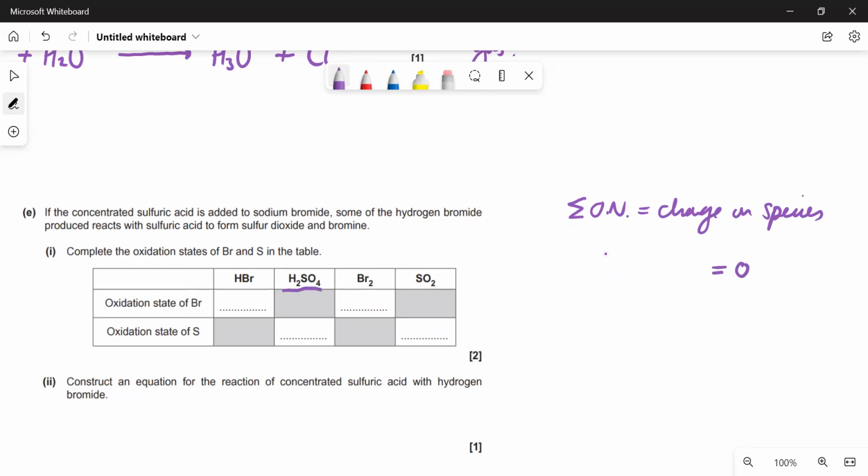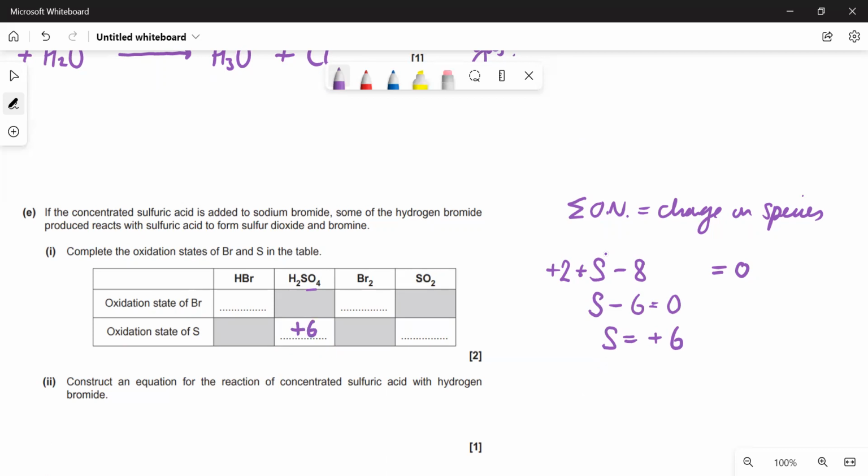Do this one here, yeah. Oxidation of sulfur in sulfuric acid. Right, hydrogen is always +1. So there's 2 hydrogens in sulfuric acid. That's +2 for the hydrogens. The sulfur, we don't know. And oxygen is always -2, and there's 4 of them, so that's going to be -8. So simplify that, we get S minus 6 is equal to 0. So the oxidation number of sulfur is +6. So it's going to be +6 there.